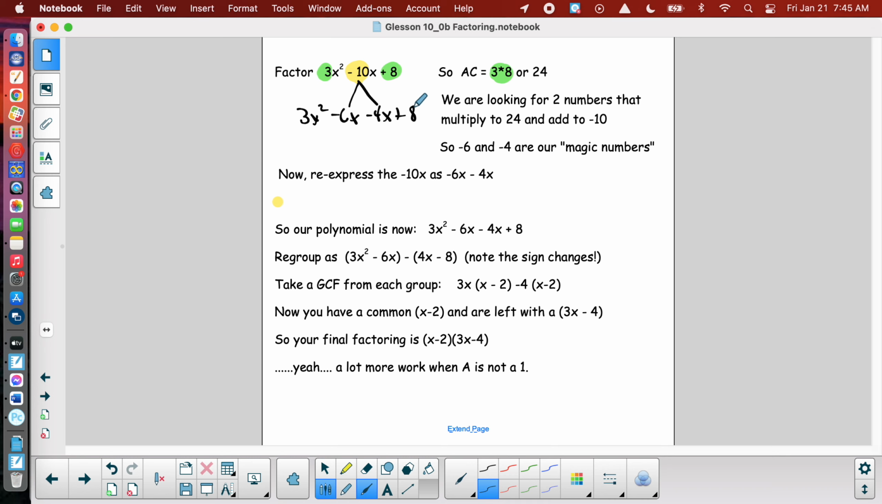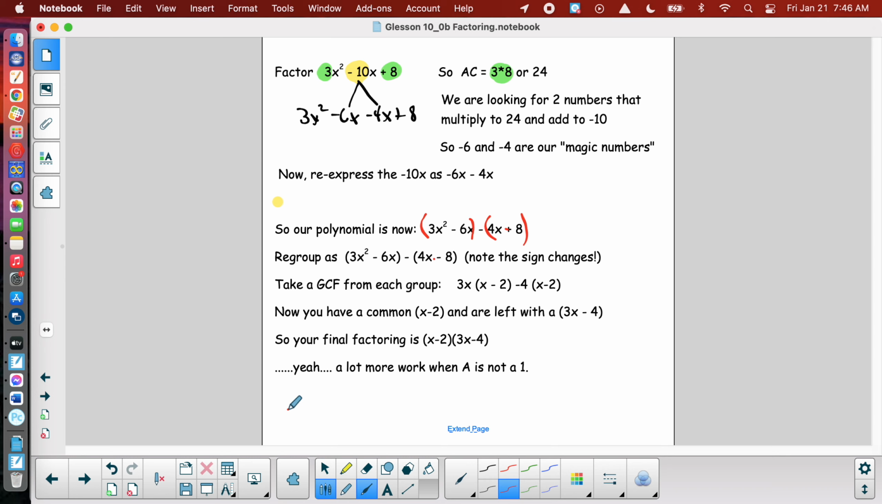We then regroup my polynomial. I group the first two terms, and I group the last two terms. Now, I group after a negative sign, which means I have to factor a negative out of this, which means I have to change this positive 8 to a negative 8. That's kind of a tricky one.